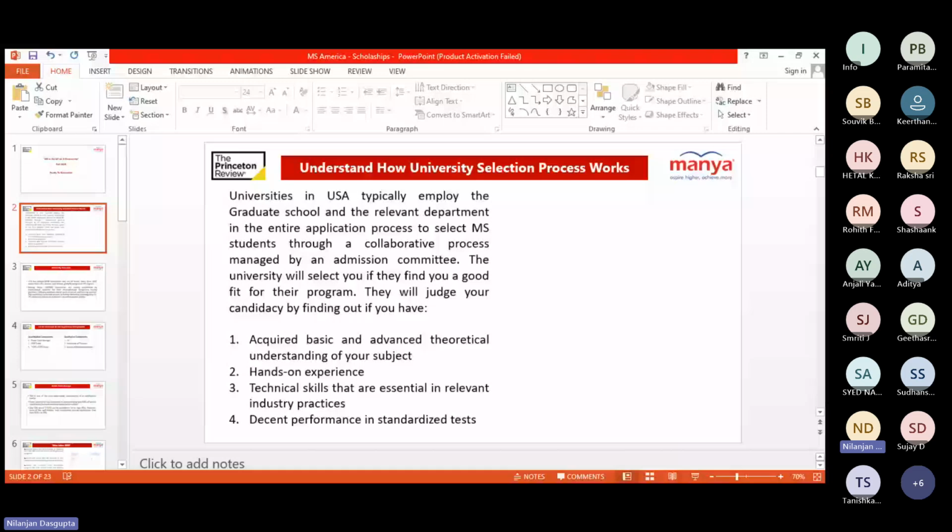Number two, hands-on experience. Your practical understanding is also very important. They will try to find out on your CV whether you have done projects, internships or research-related publications, and also whether you have work experience. Most of you may not have work experience, but your exposure to research or to business ideas and values through internships and projects will be important.